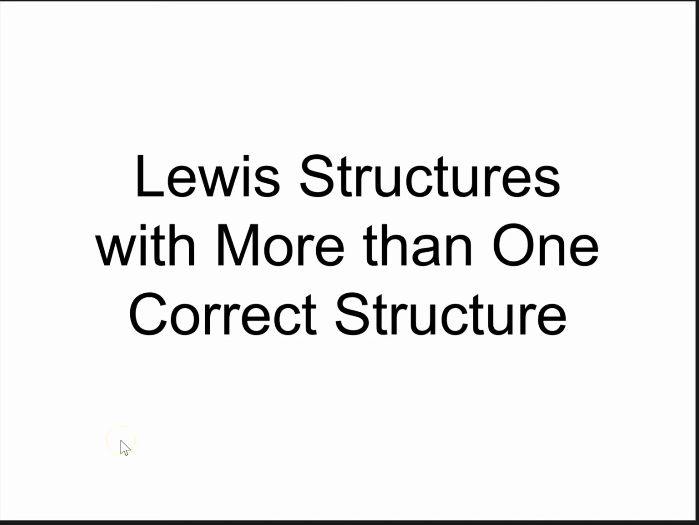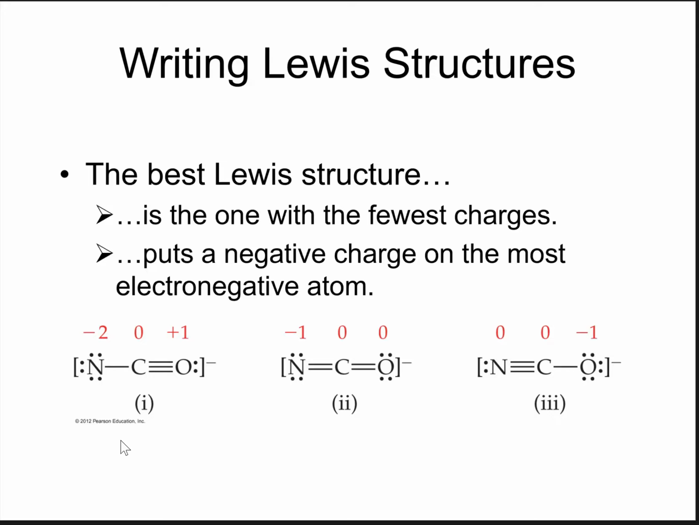In this video, we'll learn what to do when you have a Lewis structure that has more than one possible correct structure to it. Remember, we said in the last video that the best Lewis structure is the one that has the fewest formal charges on it. But sometimes we'll get into situations where we can have two possible structures, but each one has a formal charge on a different atom.